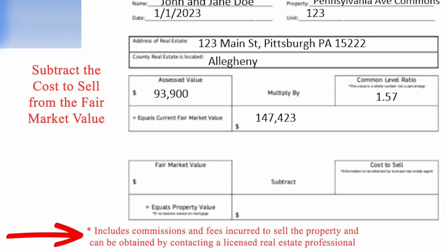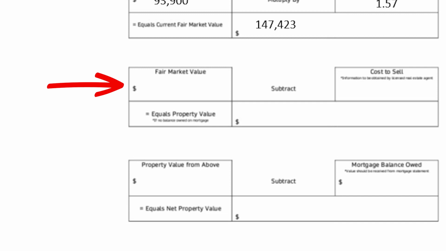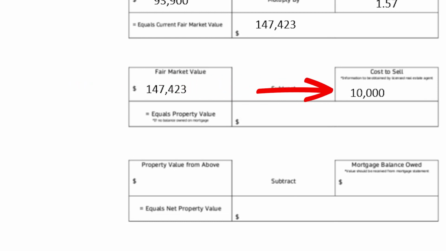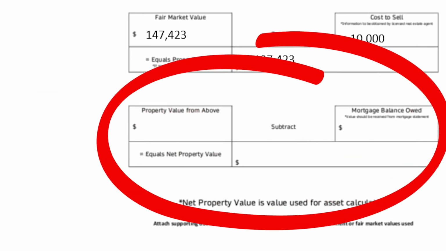Next, subtract the cost to sell from the fair market value. The cost to sell amount should include commissions and fees incurred to sell the property and can be obtained by contacting a licensed real estate professional. The first box in this section is for the fair market value we just calculated of $147,423. We will use $10,000 as the cost to sell amount and will place it in the cost to sell box. We'll subtract $10,000 from $147,423 to get a property value of $137,423.